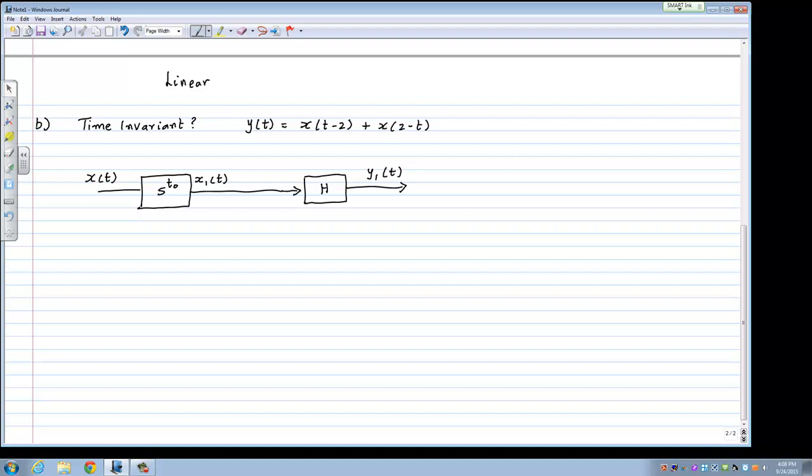And then what we do is we take x of t, pass it through the system first, let's say the output is y of t, and then we shift this by t naught to get y2 of t, and we ask ourselves, is y1 of t the same as y2 of t? If it is, then we say it's time invariant.